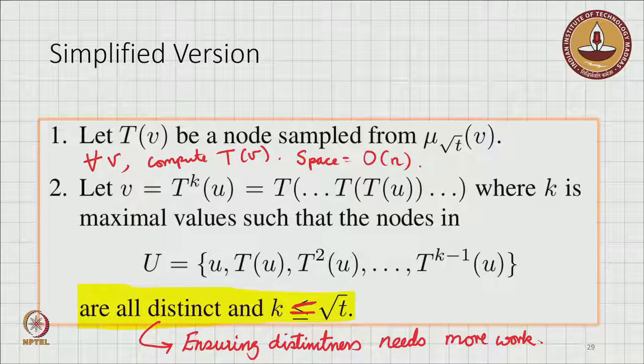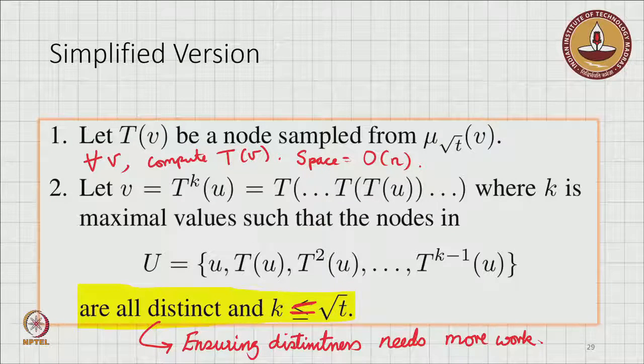So for simplicity, to just focus on the concept rather than the details, what we're going to do is just look at a simplified version of the algorithm. It's not going to be complete, but we're going to just try and understand the concept behind this.